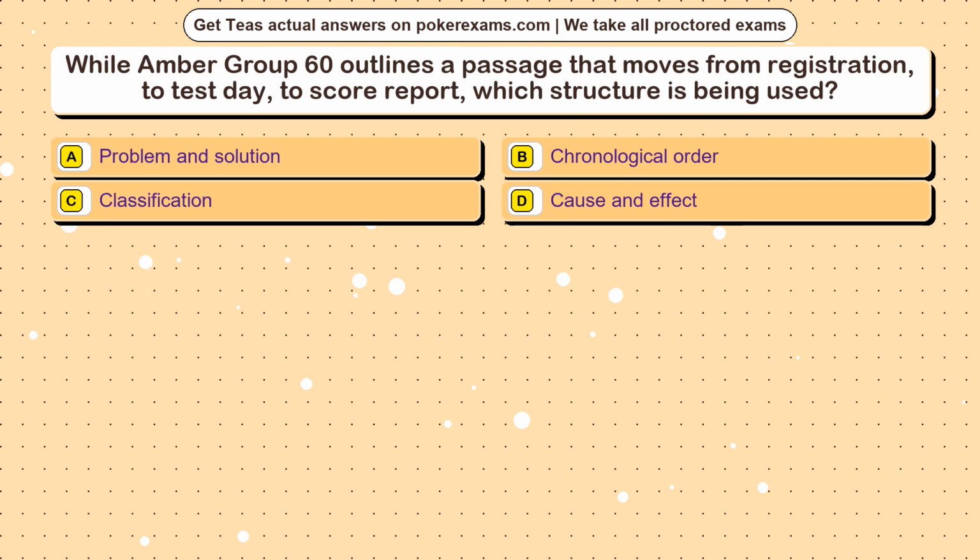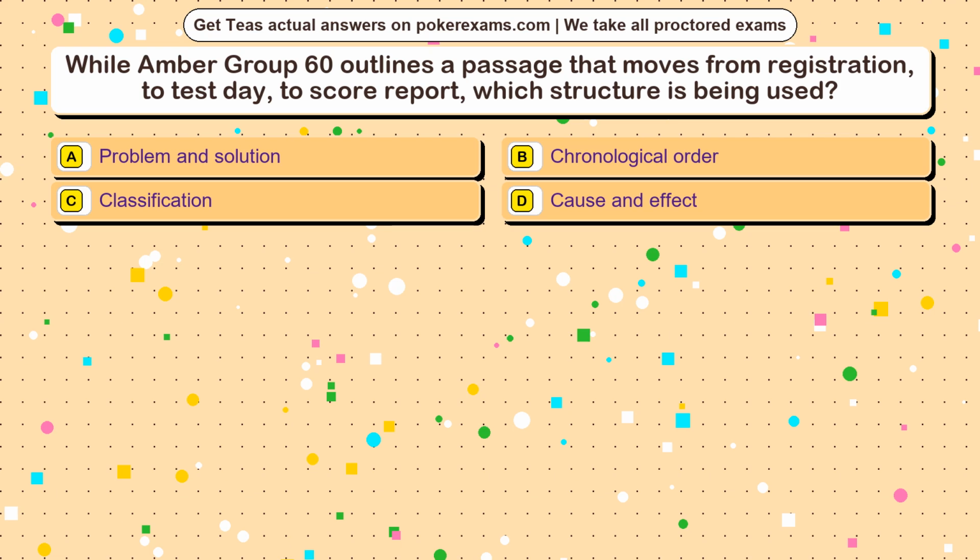Question 4. While Amber Group 60 outlines a passage that moves from registration to test day to score report, which structure is being used? Option A. Problem and solution. Option B. Chronological order. Option C. Classification. Option D. Cause and effect.